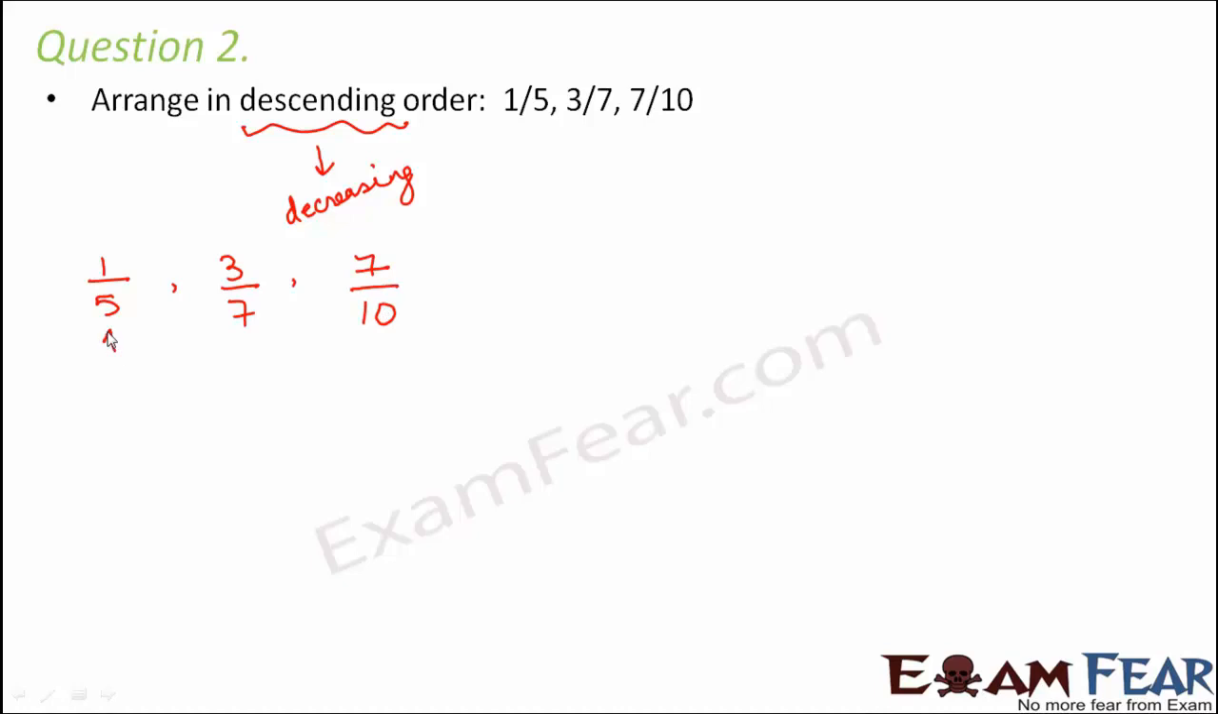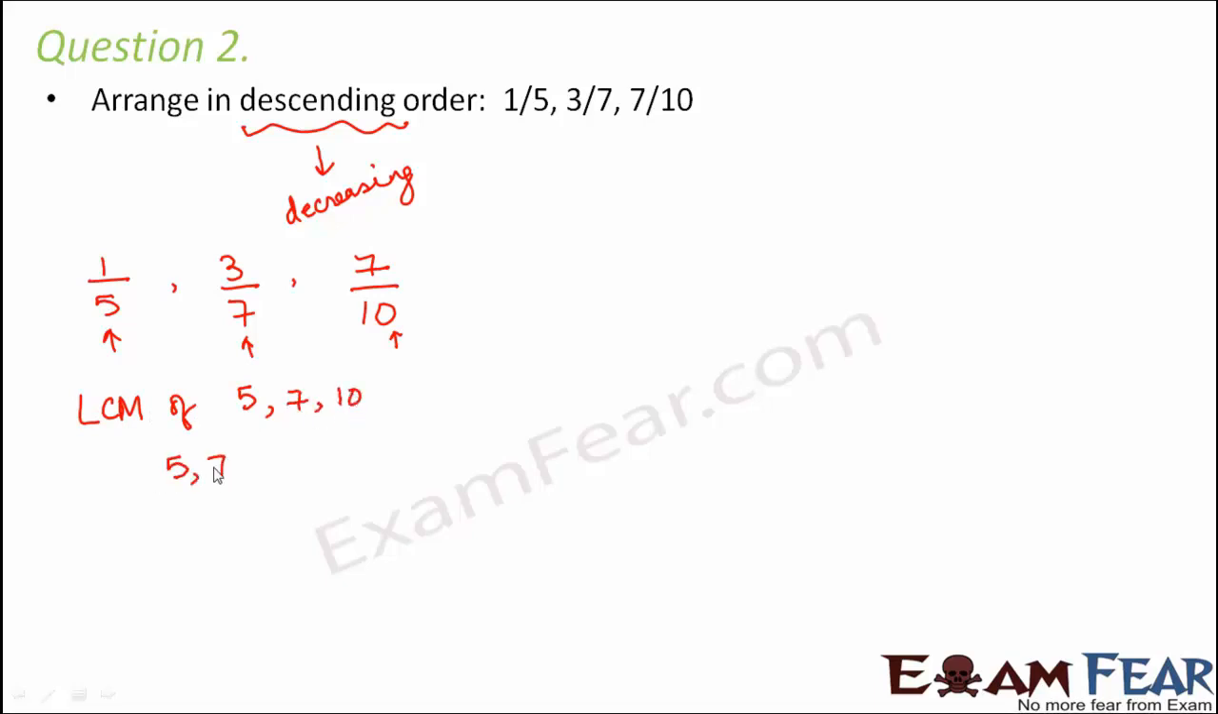Now when you look at their denominators, all of them have different denominators, right? So our first job is to change them all to same denominators. That is, all of them should be like fractions. Only then we will be able to compare who is bigger and who is smaller. So for that, what will we do? We will find out LCM of all the three denominators, that is 5, 7 and 10.